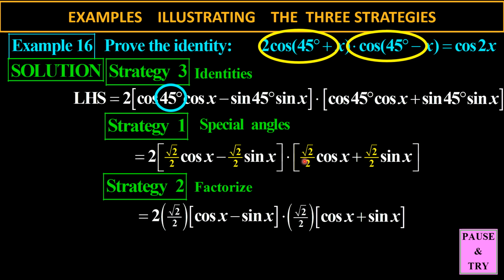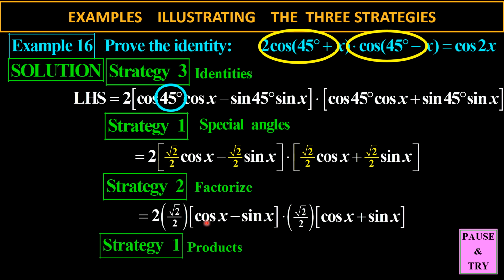Now we need to simplify. And what type of simplification? Yes, I can multiply 2 with root 2 over 2, and I can simplify that. In this case I've also got cos x minus sin x times cos x plus sin x, so I can remove brackets, applying strategy 1. So 2 with root 2 over 2 times root 2 over 2 gives me just a 1.